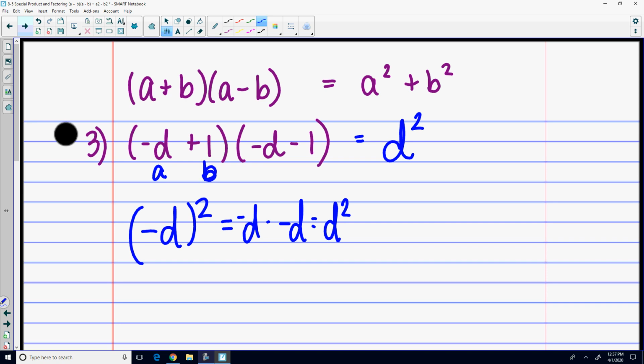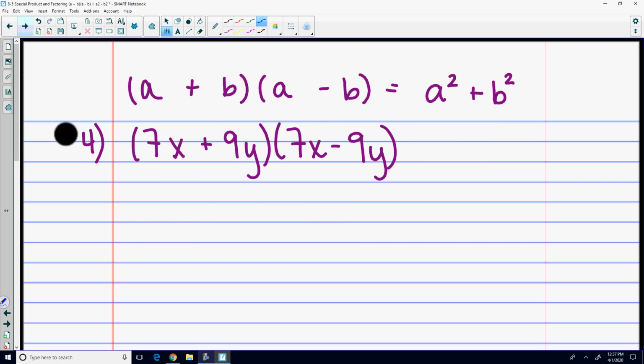So in my A position, I've got d squared, and in my B position, I have a 1, and that's kind of weird. 1 squared is 1. Ooh, I got a mistake here. Let's fix that. It should always be subtraction. So I have d squared minus 1. Let's see if I made the mistake on the next slide. No, I did. So let's go ahead and fix that right away. This should be subtraction.